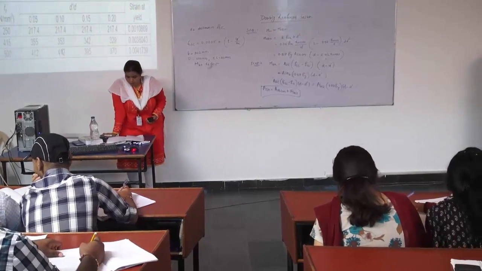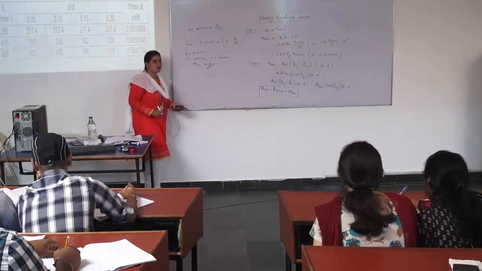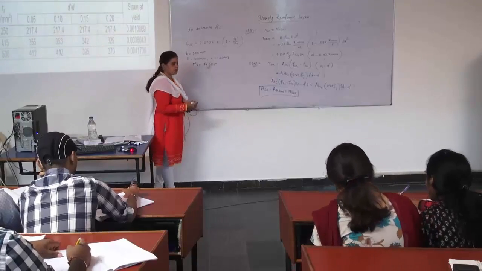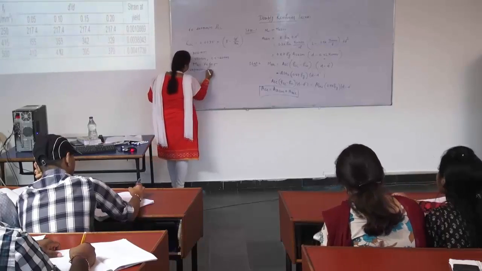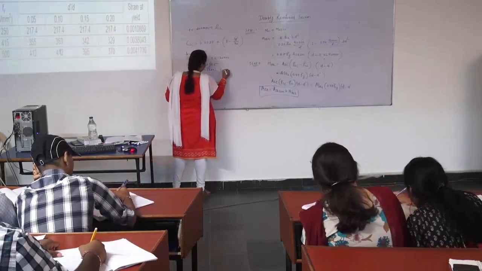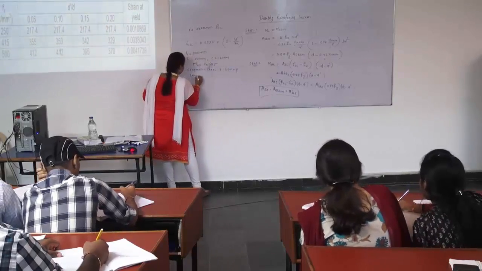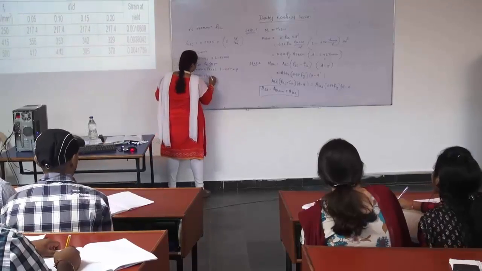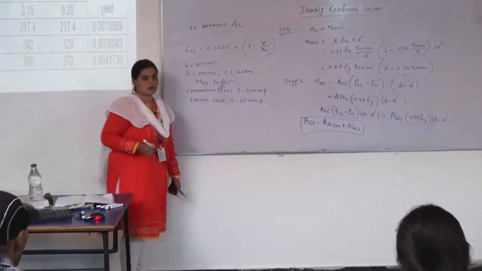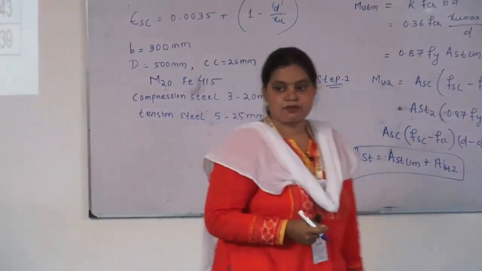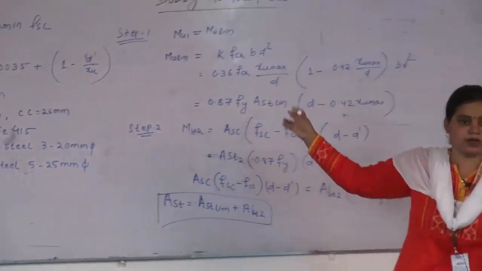Then compression reinforcement: 3 number of 20 mm dia bars. Compression steel is 3 number of 20 mm dia bars, and tension steel is 5 number of 25 mm dia bars. Using this procedure, just find out.